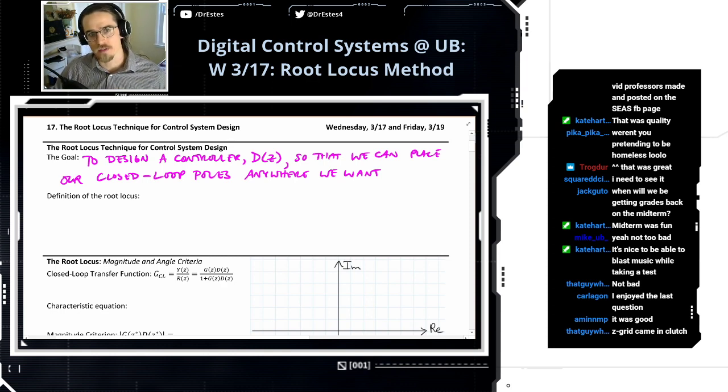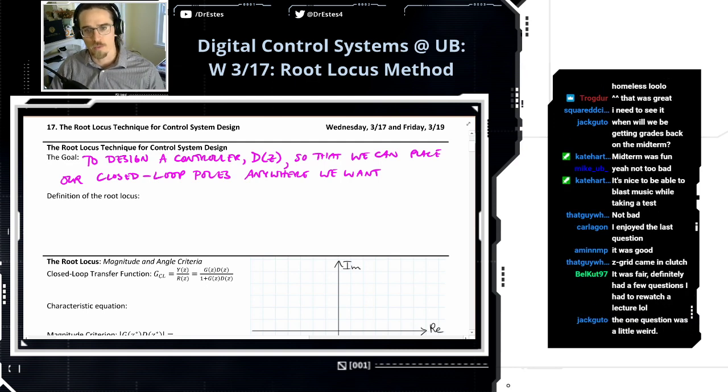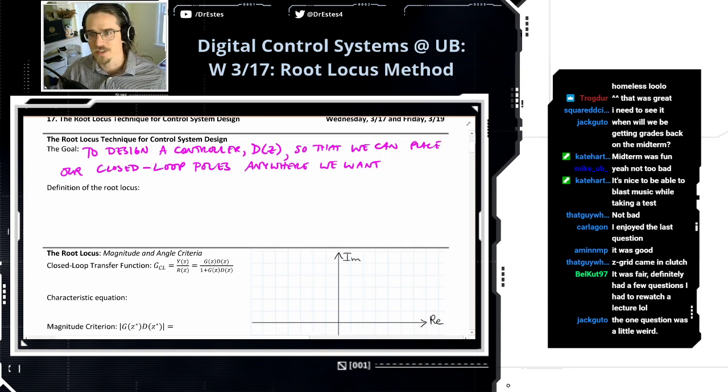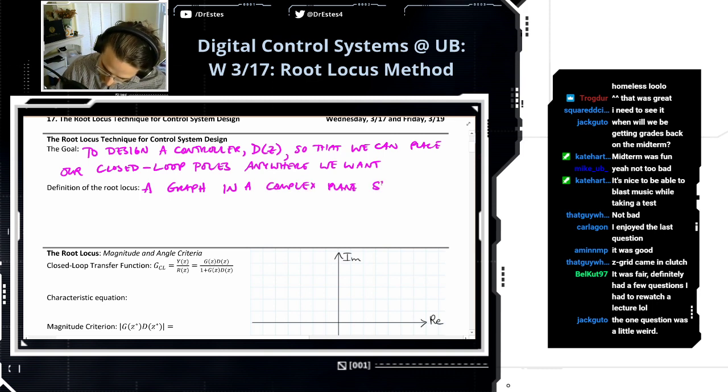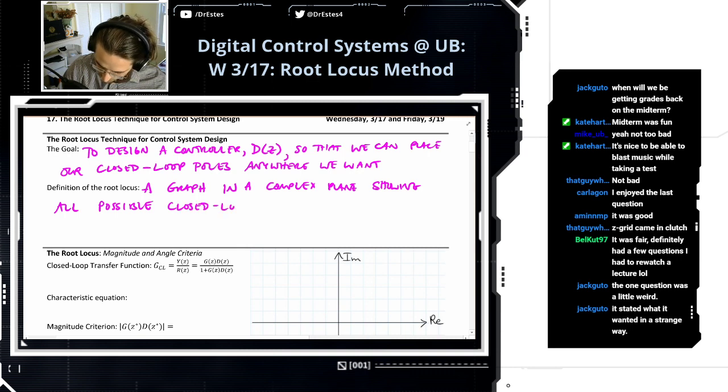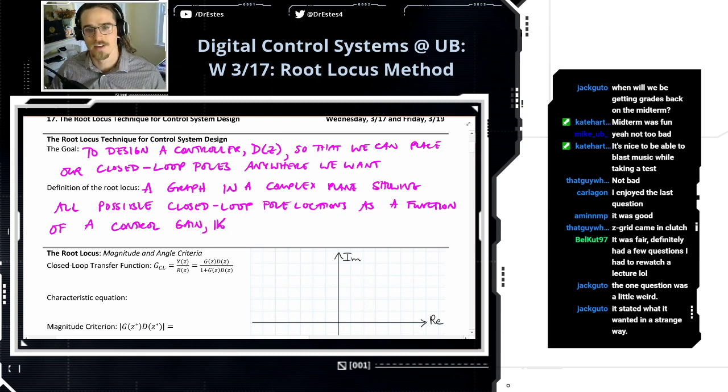So the root locus method is gonna help us place our closed loop poles wherever we want. Wherever we want. The one question was a little weird. What does that mean? Okay, the definition of the root locus. Most of you have some idea of what this is, but it's a graph in the complex plane showing all possible closed loop root locations as a function of a control gain. It stated what it wanted in a strange way. Gotcha.